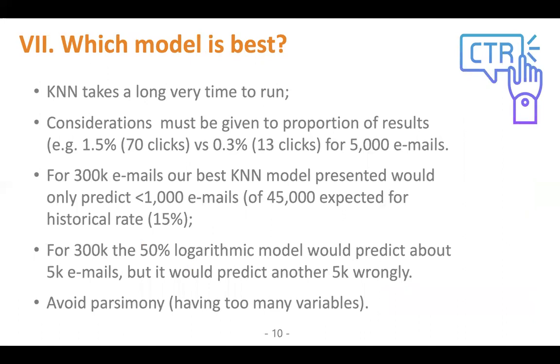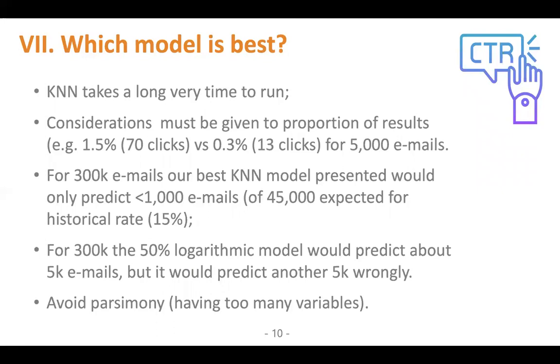So which model is best? Again, what we just explained to you, KNN takes a long time to run. If you consider the fact that if you're increasing the cutoff, you're probably getting only 13 clicks for the 500 emails that were predicted correctly, whereas if you use cutoff 50%, you get about 1.5. So that's about a fourth of the actual clicks. So that is a good prediction rate.